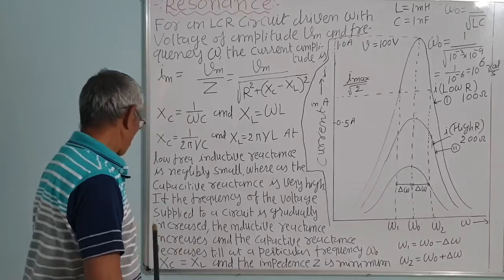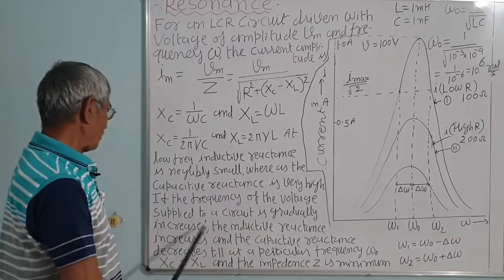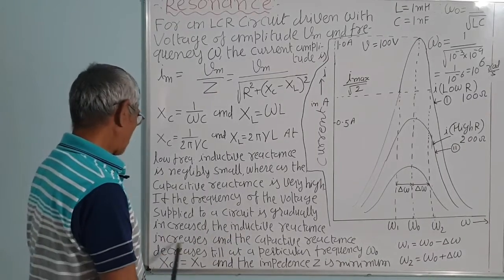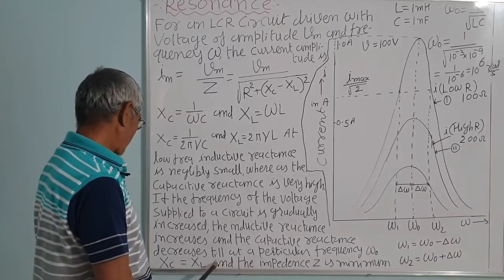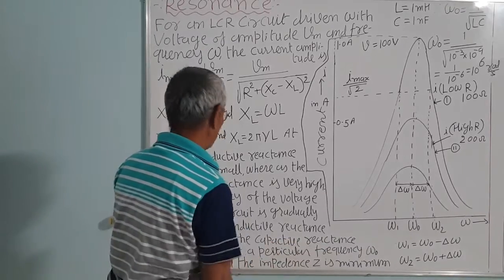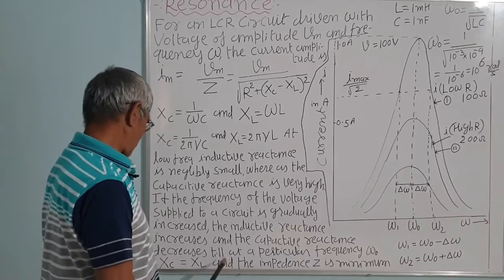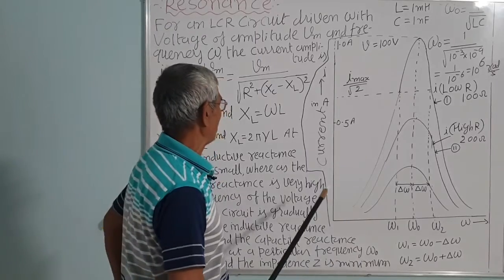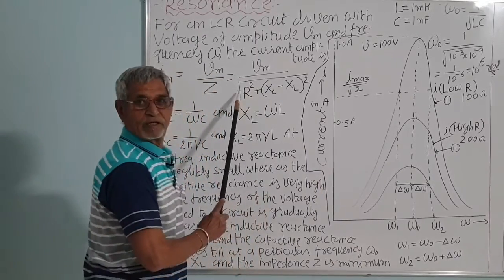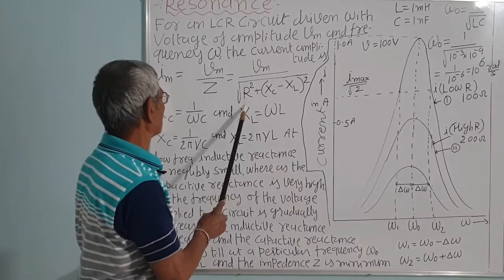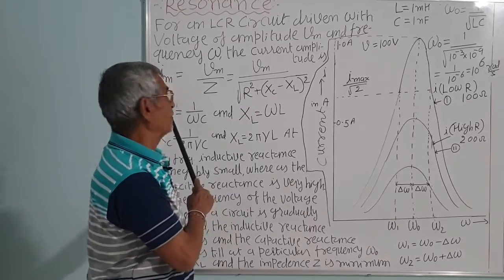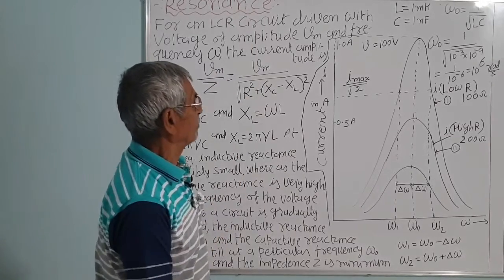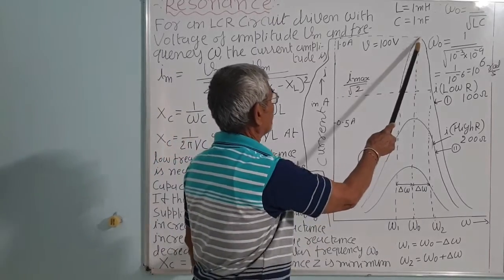Here the effects are cancelled. So, if frequency of the supplied voltage circuit is gradually increased, what will happen? The inductive reactance will increase and the capacitive reactance will decrease till at a particular frequency omega 0, Xc will be equal to XL and impedance Z will be minimum, because both are out of phase. So, Xc minus XL, that will cancel. So, the impedance Z will be equal to root R square, that is R. So, current I will be maximum, Vm upon Z, Z is equal to only R. So, Vm upon R.